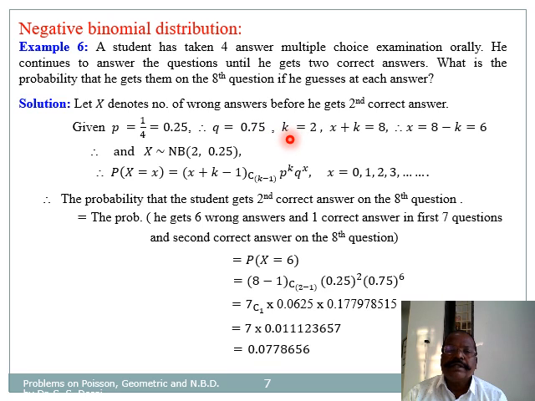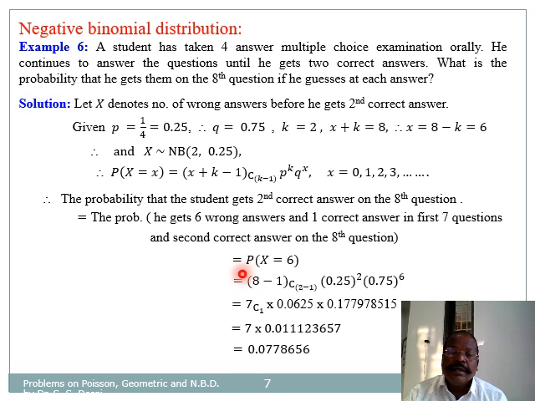The number of correct answers, k is equal to 2. The total number of attempts, x plus k, is equal to 8. And x is equal to 8 minus k, that is 8 minus 2 is equal to 6. And here x follows the negative binomial distribution with parameters 2 and 0.25. Therefore the probability that the student gets the second correct answer on the 8th question is equal to the probability that he gets 6 wrong answers and 1 correct answer in the first 7 questions and the second correct answer on the 8th question.